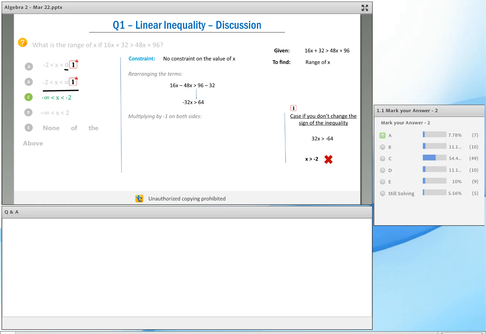But if you do it right, you change the sign of inequality. You can really see from here it was greater than, we multiplied it by minus 1 on both sides. We changed the sign of inequality over here to less than: 32x is less than minus 64. You get x is less than minus 2, which means x is between minus infinity and minus 2, which is the correct answer. Okay.